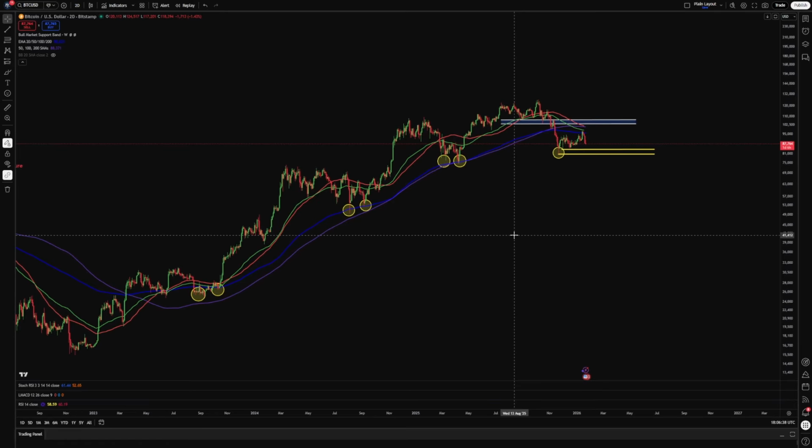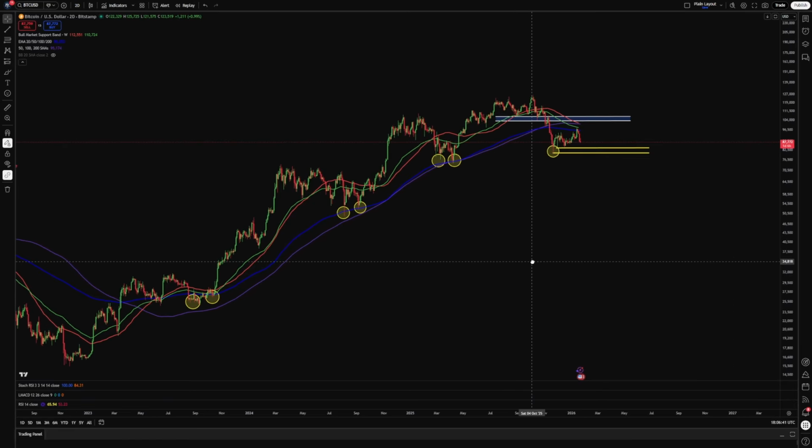Look where we're currently at now, folks. You're seeing something very similar play out. You broke down from the 2-day 200 EMA and SMA, you've come back up to retest it, and now you're getting a very sharp rejection.